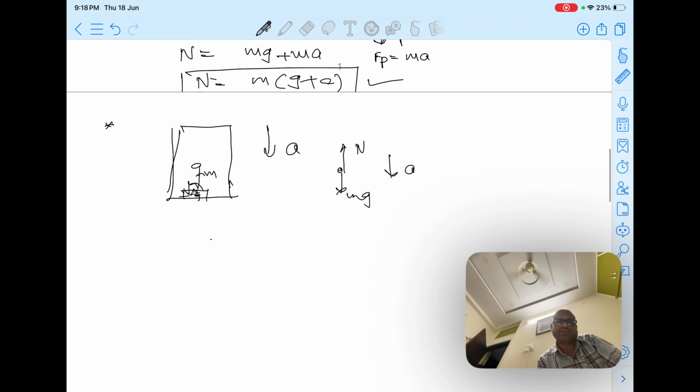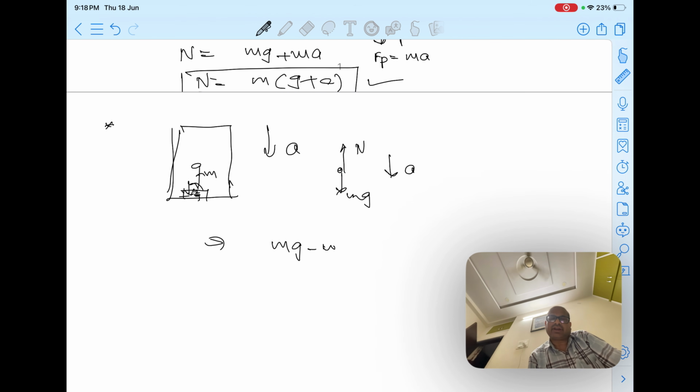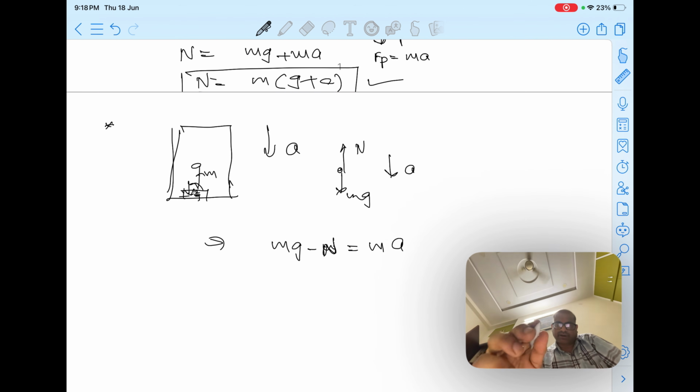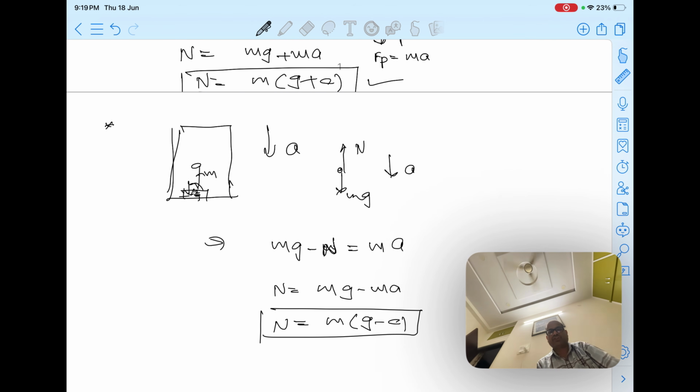So you can write down the equation now. The net force is along the net acceleration, downward. So you can write mg minus N upward is equal to m into a. Downward force minus upward force. So from this you can understand the N value is mg minus ma. If we take m common, this is g minus a. So the normal reaction is m into g minus a. So this is g effective, g minus a we call. Here in the first case, g effective is g plus a we call.